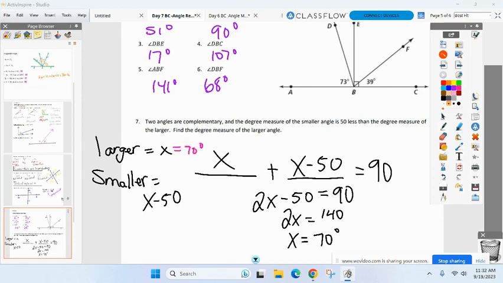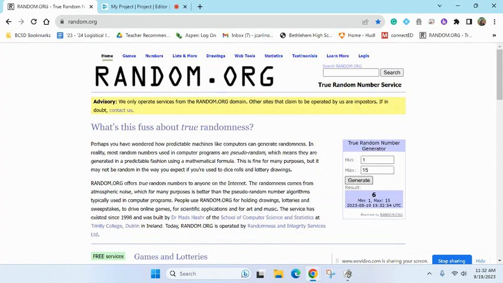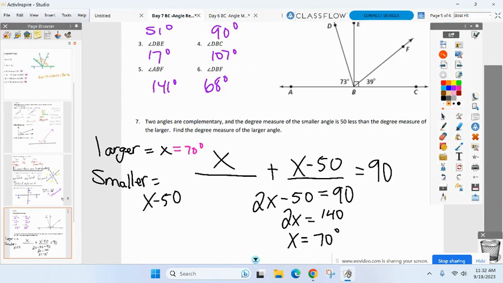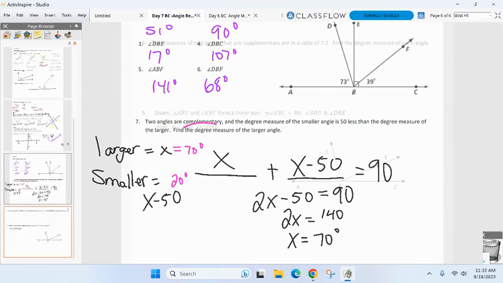And then what would be my smaller angle up here now? My smaller one, 6. Finish it off right, Thomas. 20 degrees. And how do I know I'm pretty much almost locked in to be correct? What do these add to? 90, complementary. All right. Good there.